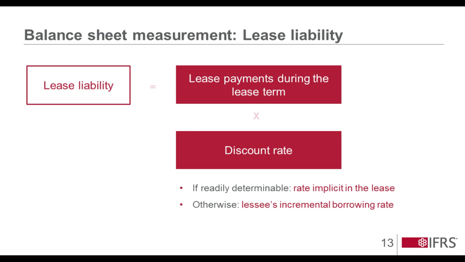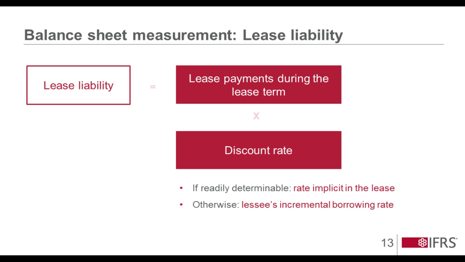An important part of the standard is the requirements about how a lessee measures its lease liabilities. In summary, a lessee identifies all of the lease payments that will be made during the lease term and applies an appropriate discount rate to those lease payments to arrive at the lease liability. Let's first mention discount rates. The appropriate rate to use could be one of two things.